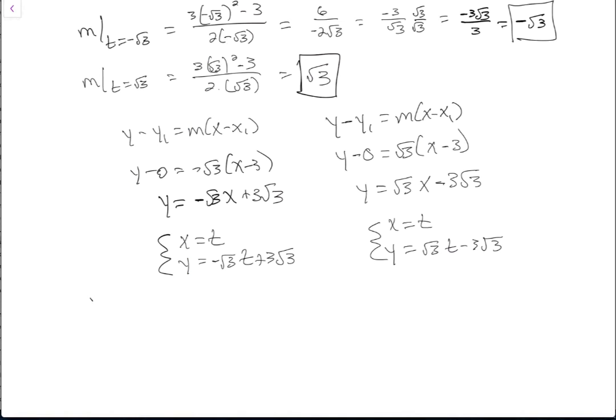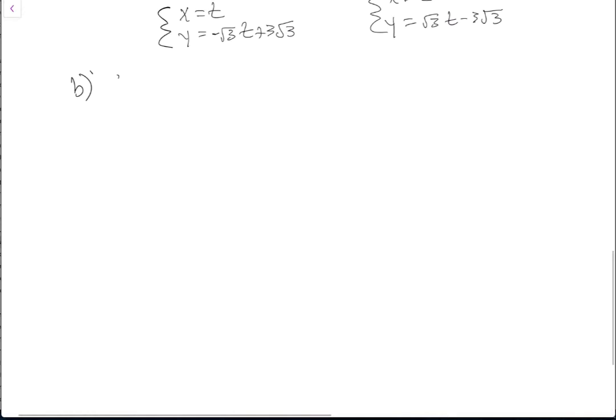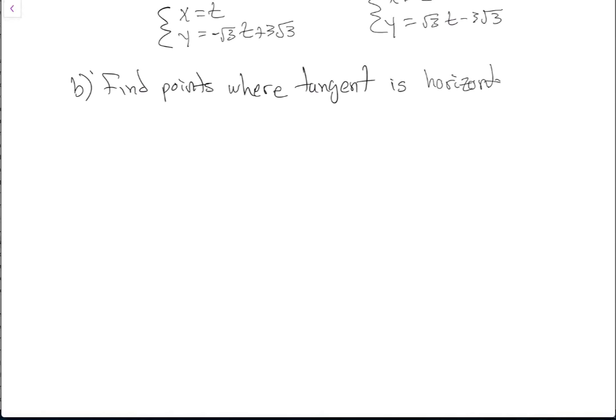Let's take a look at part B. Part B asks to find the points. I'm going to get lazy with my grammar. Find the points where the tangent is horizontal and/or vertical. So we're going to look for both.